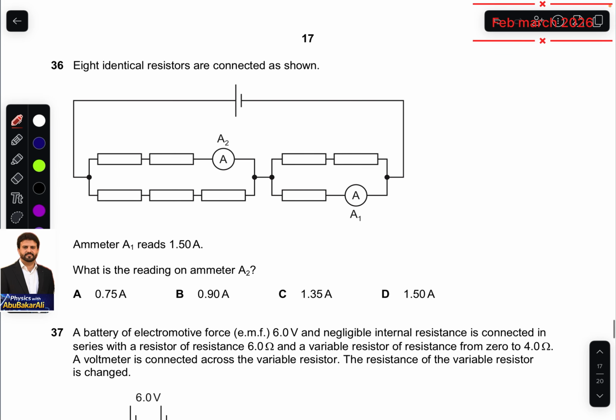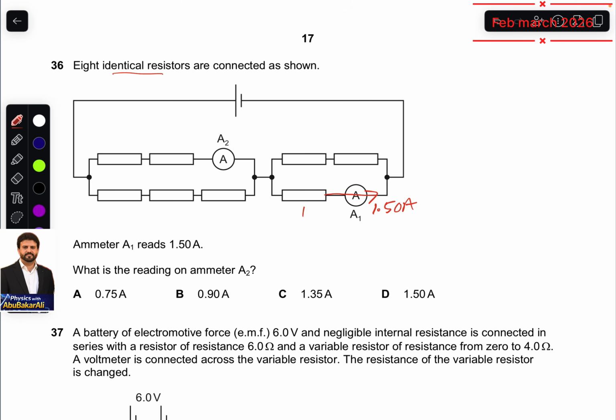Question 36. 8 identical resistors are connected as shown. Ammeter A1 reading is 1.5 ampere. What is the reading on ammeter A2? Okay, there are different methods to solve the circuit. What I see as best is, you see the resistances, they are all identical.